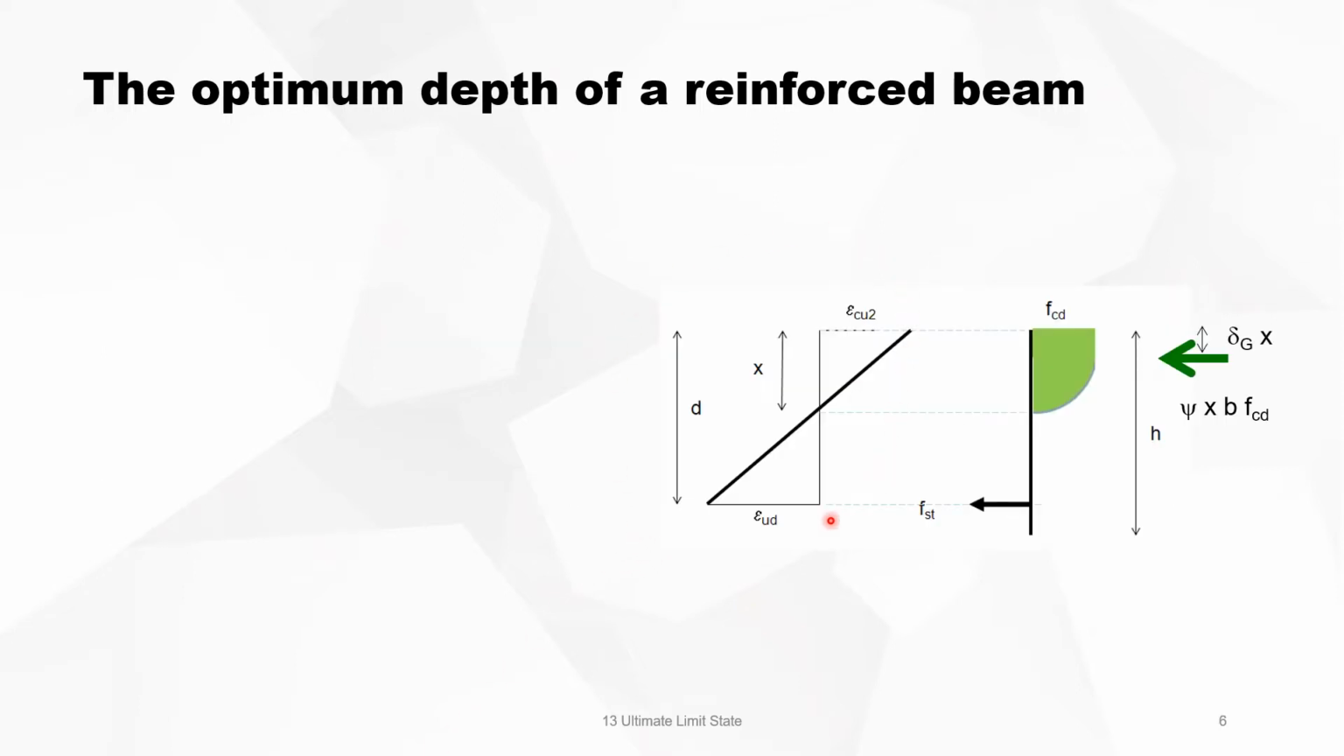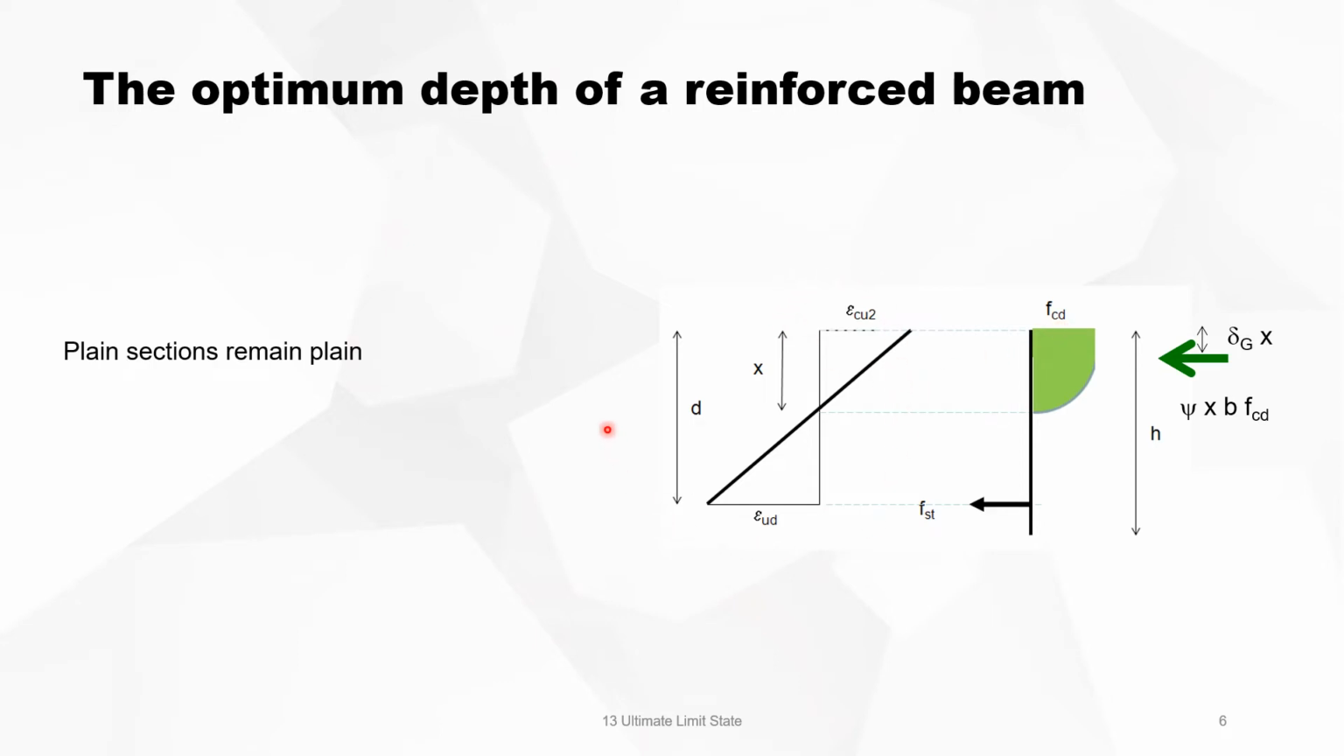Now consider the strain diagram. When the materials are used to their maximum capacity, then we know that the strain in the concrete is epsilon Cu2 and the strain in the steel is epsilon Ud. With the strain diagram, we have the stresses and the forces. We know that the total compressive force equals the filling coefficient times the depth of the neutral axis times the width and times FCD, and it's situated on a distance of delta Gx from the most compressed fiber.